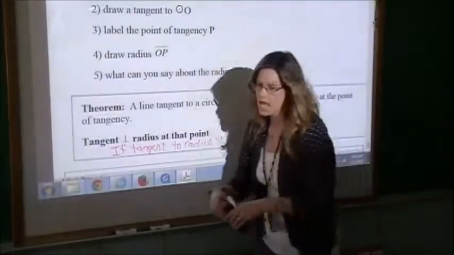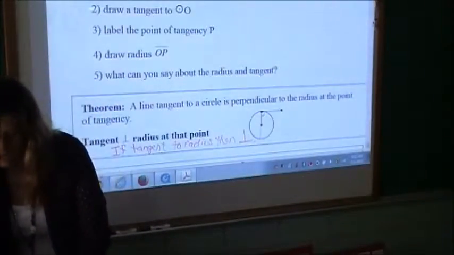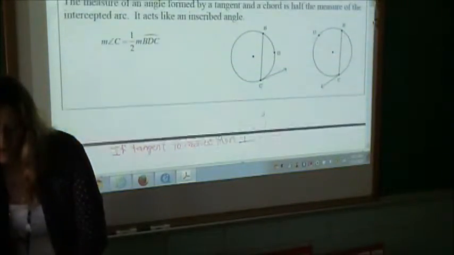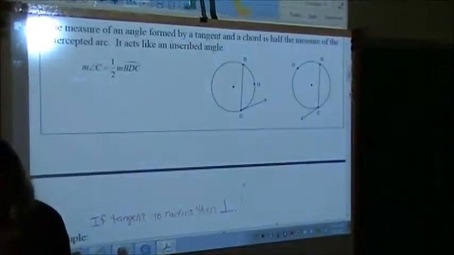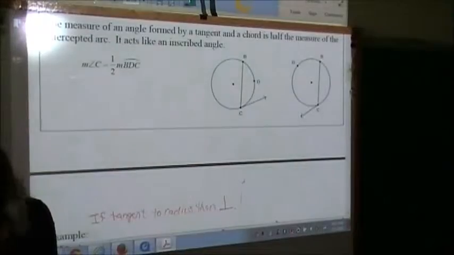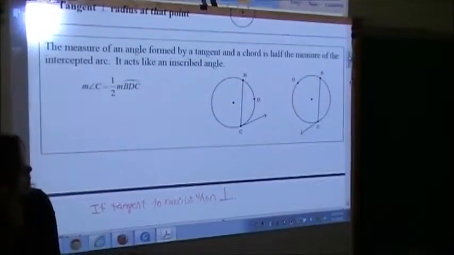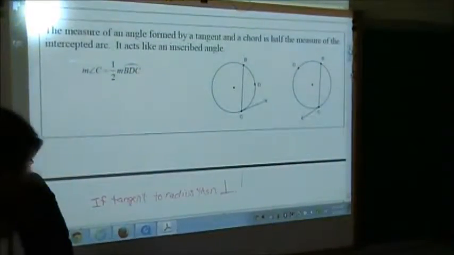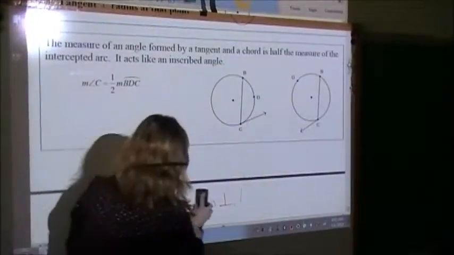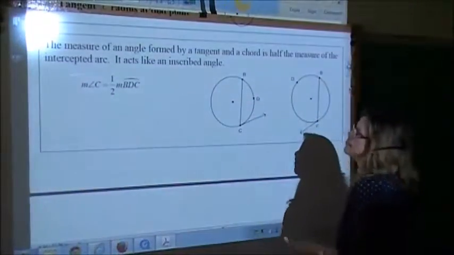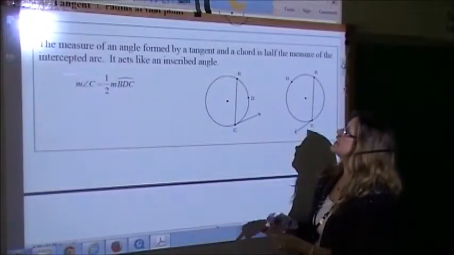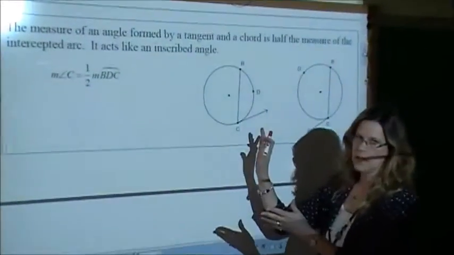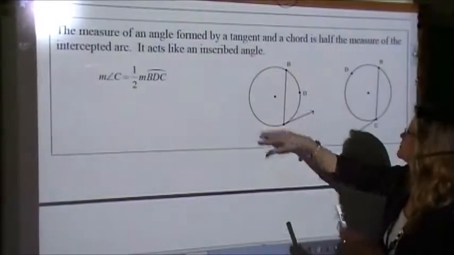All right, next we are going to learn more angle formulas. Too high. Let me make that a little lower. Okay. So, let's check this out. The measure of an angle formed by a tangent and a chord. So that's a lot of information right there. Let's just stop and look at this picture.